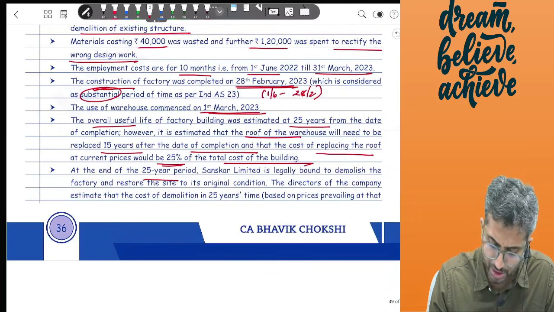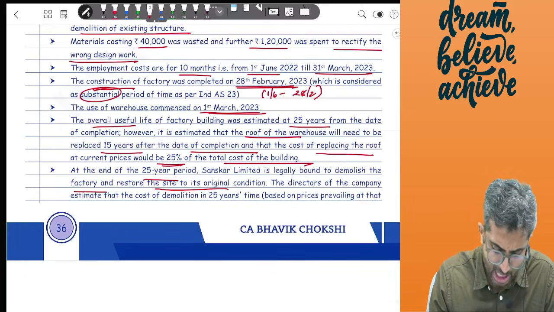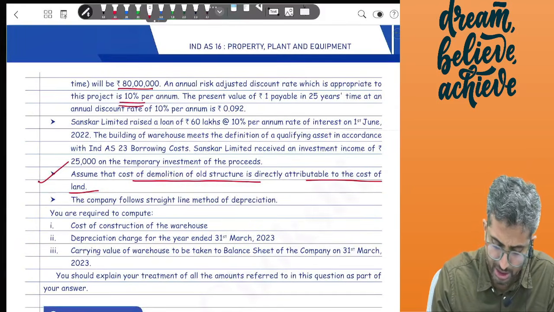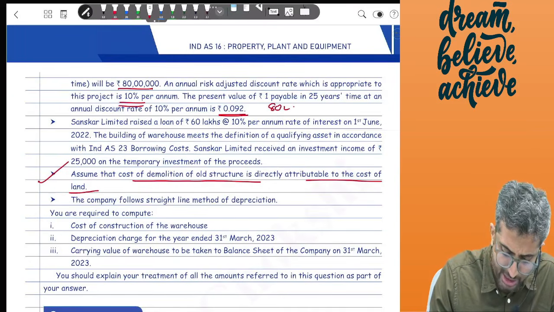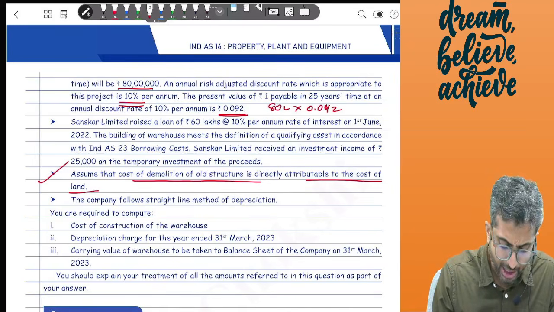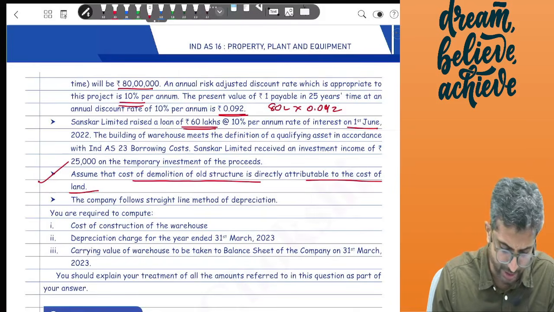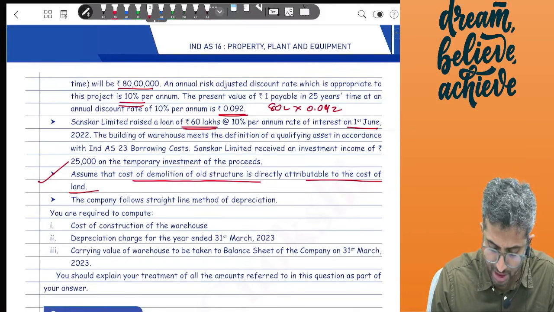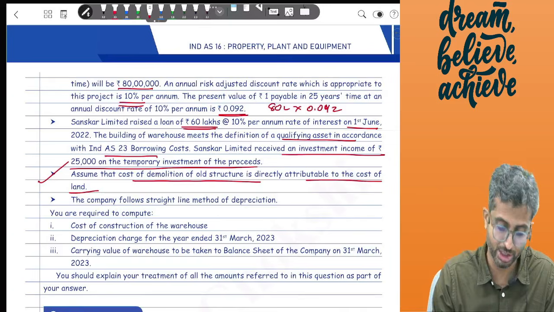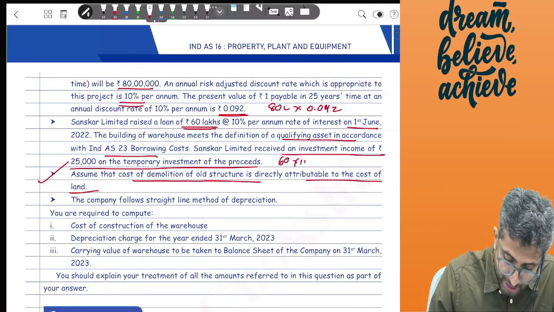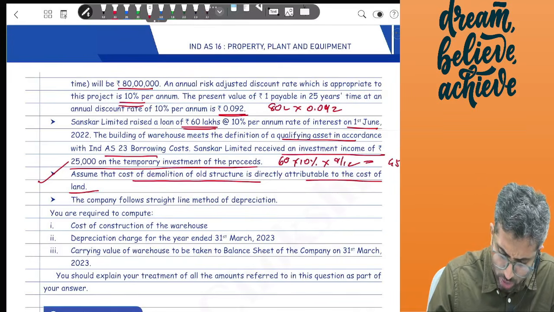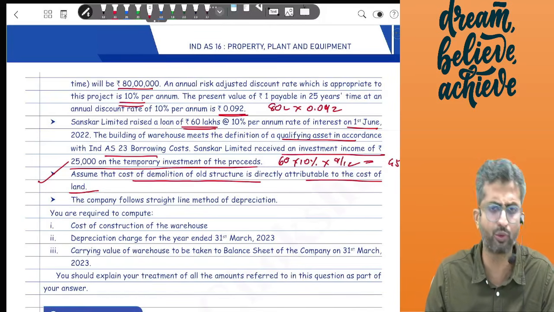At the end of the 25-year period, Sanskar is legally bound to demolish and restore the site. Directors estimate that the cost at 25 years time would be 80 lakhs. Annual discount rate is 10% and the present value factor is 0.092. So 80 lakhs into 0.092 and you will get the value of site restoration. Sanskar raised a loan of 60 lakhs at 10% on 1st June. The building of the warehouse meets the definition of a qualifying asset as per IND AS 23, and they received investment income of 25,000 on temporary investment. So basically this is 60 lakhs into 10% into 9 by 12, which is probably 4 lakh 50, out of which 25,000 will be subtracted, and hence this will come to 4 lakh 25,000 net.